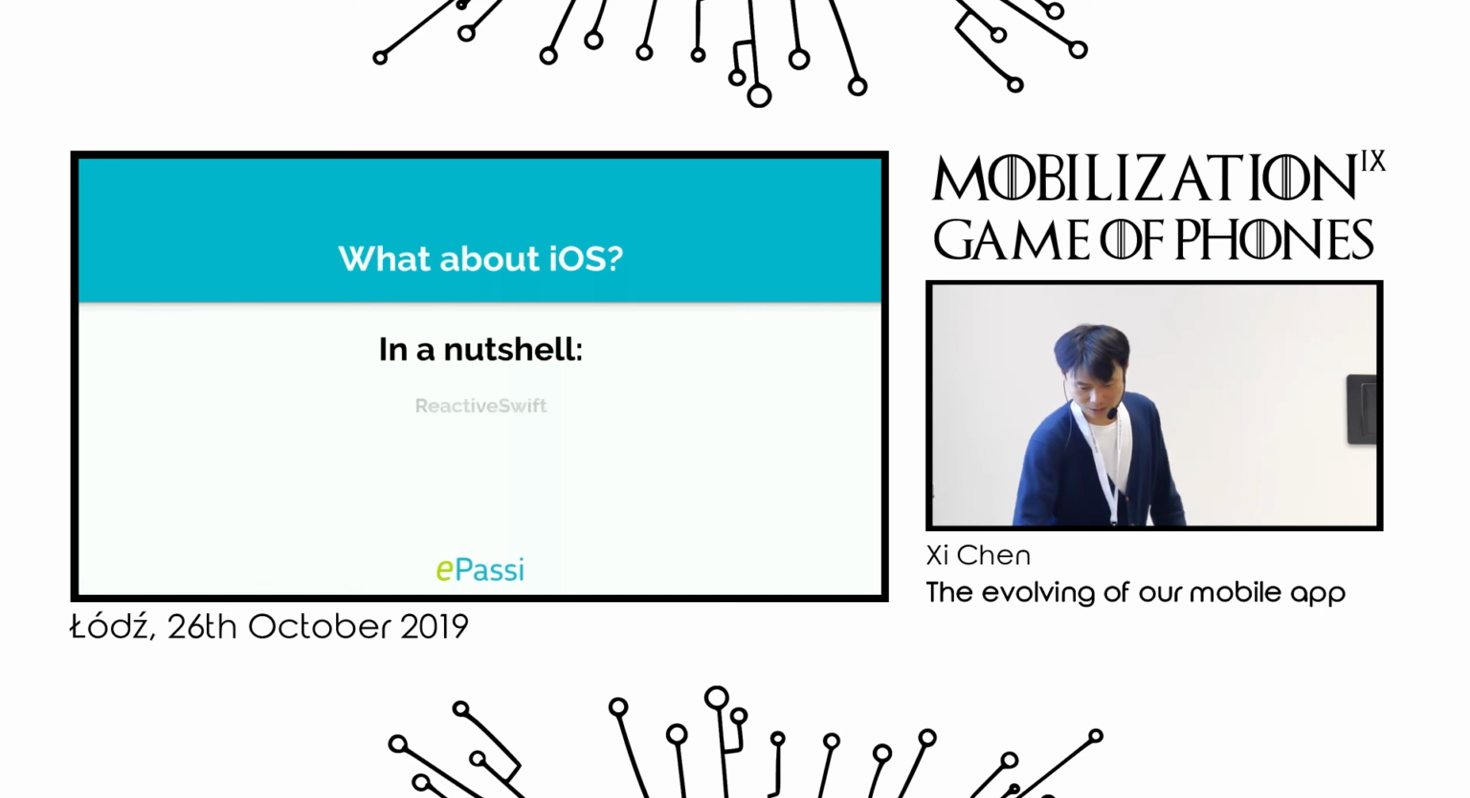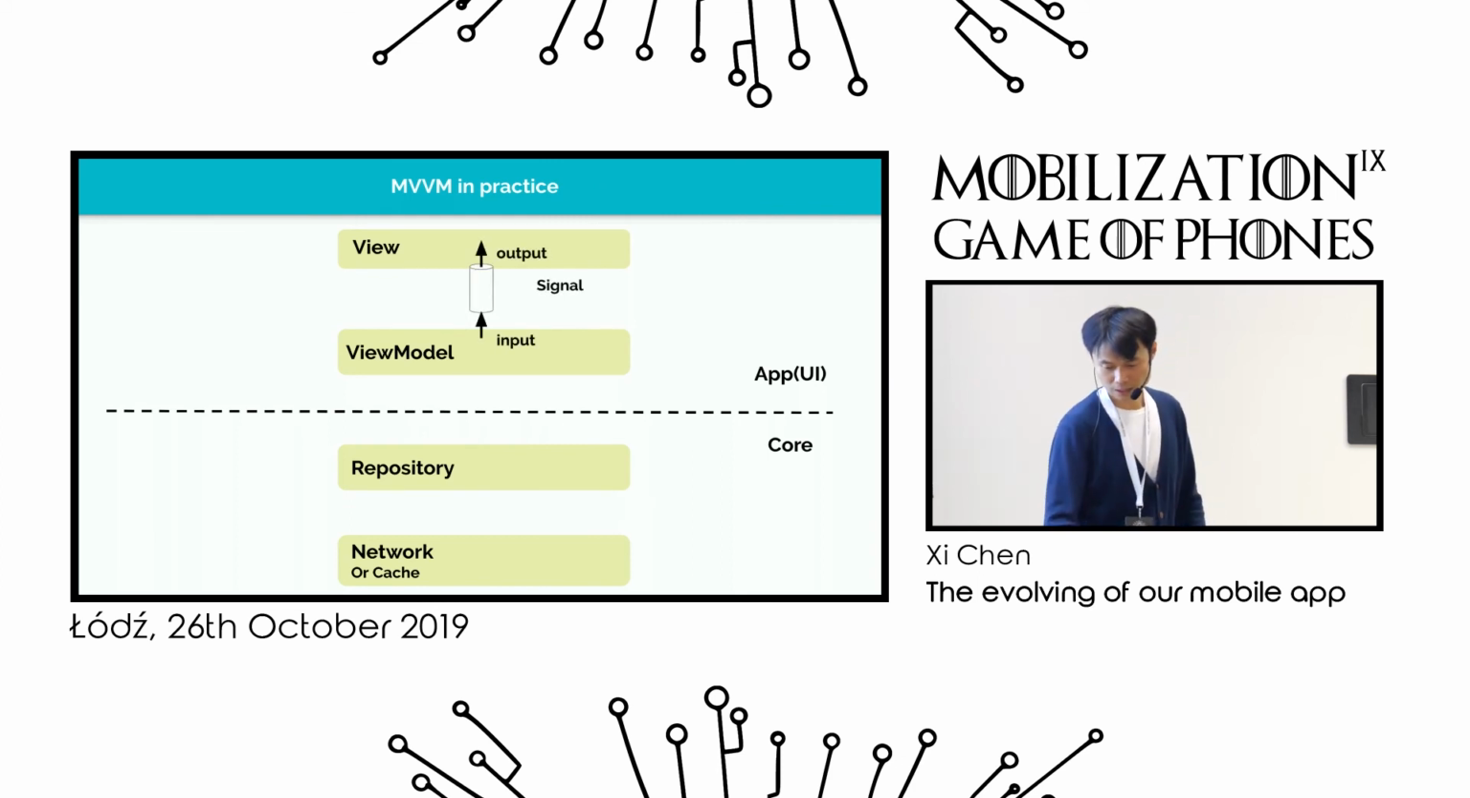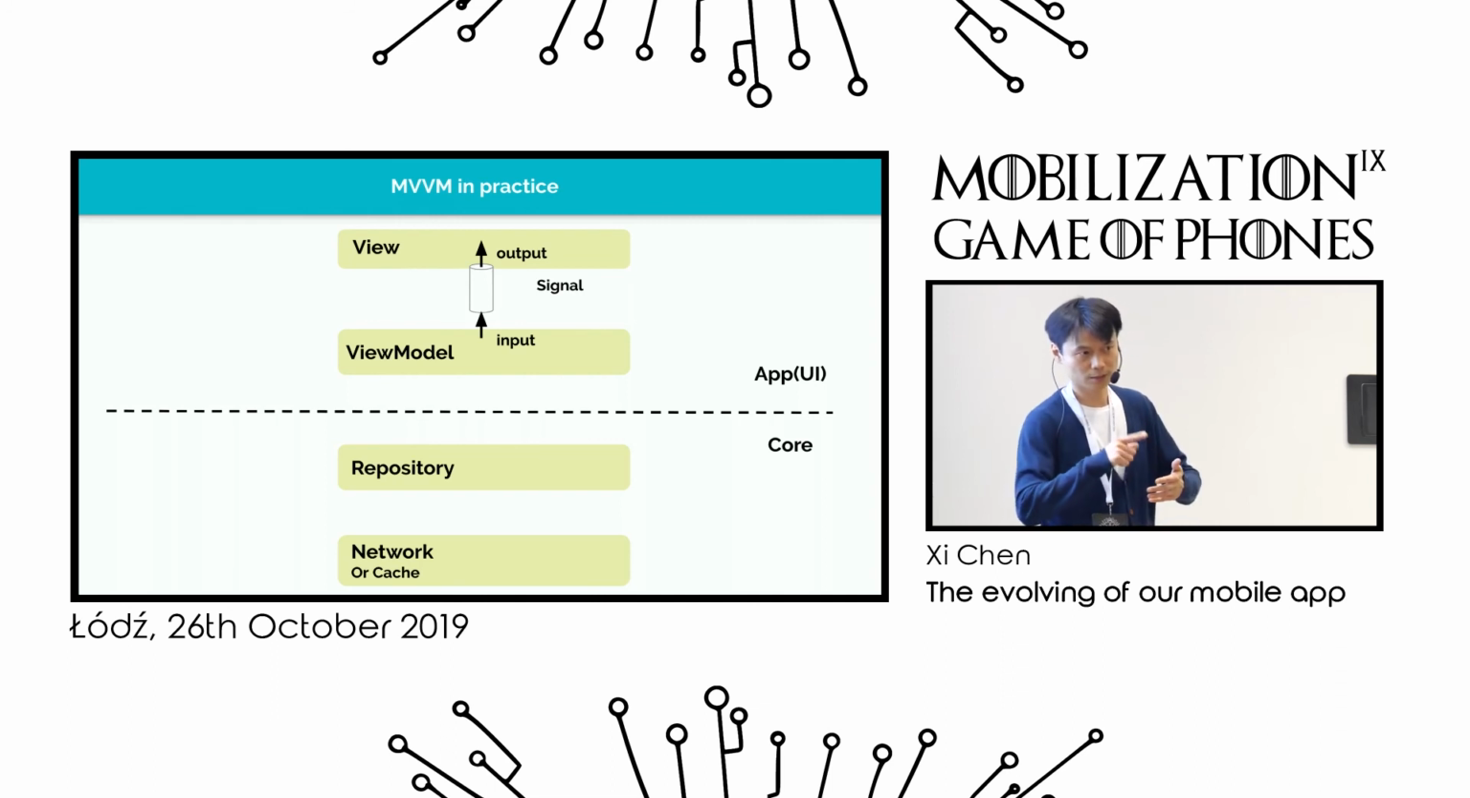What about iOS? I will make it quickly. In iOS, we use ReactiveSwift for MVVM. In a nutshell, it's very similar to Android, but we create a signal pipe. The pipe has input, output. So we are dealing with a stream of signals and a stream of data there.